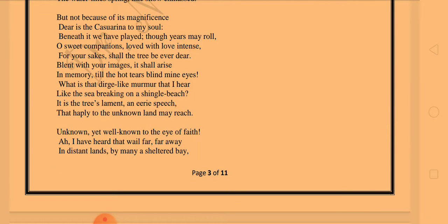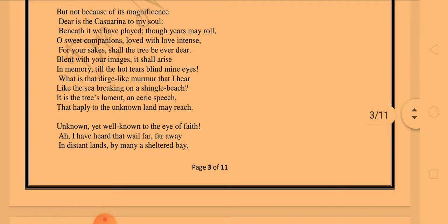Although this is the sound of the sea breaking on the beach, it is the lamentation of the tree, which is an eerie speech, a strange kind of speech that haply to the unknown land may reach, that by chance may reach the unknown lands. So it can be heard from everywhere. The death songs, the sad songs, can be heard from everywhere.